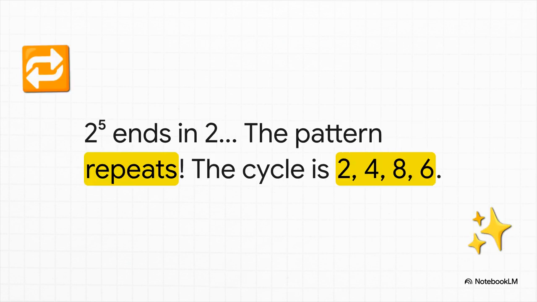And there it is. 2 to the power of 5 is 32. The last digit is 2 again. We're right back where we started. If we keep going, the last digits will always follow this same repeating pattern: 2, 4, 8, 6. Then 2, 4, 8, 6, over and over. That is cyclicity. For the number 2, it's a cycle of 4.